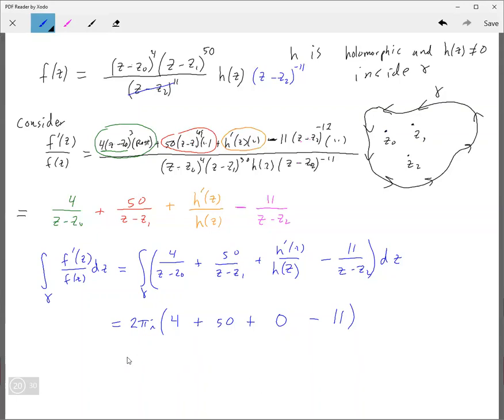So we can just do the arithmetic to get this. It's going to be 2 pi i times these numbers right here: that plus that minus that. Okay, but these numbers, what's the relationship between these numbers and the original?